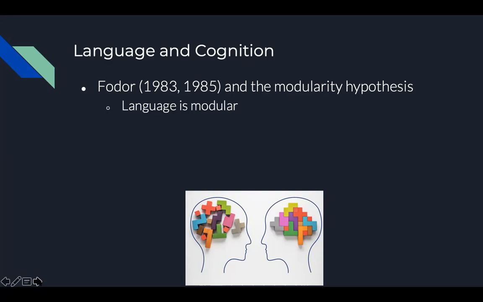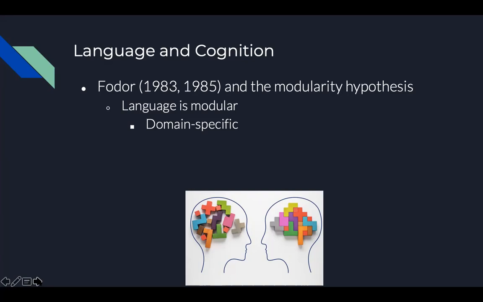And so let's look at what it means for a process to be a module, at least in the view of Fodor. So when we say that language is modular, it means that first, this is a process that is domain specific. So it operates specifically with certain kinds of input, but it won't engage with other kinds of input.